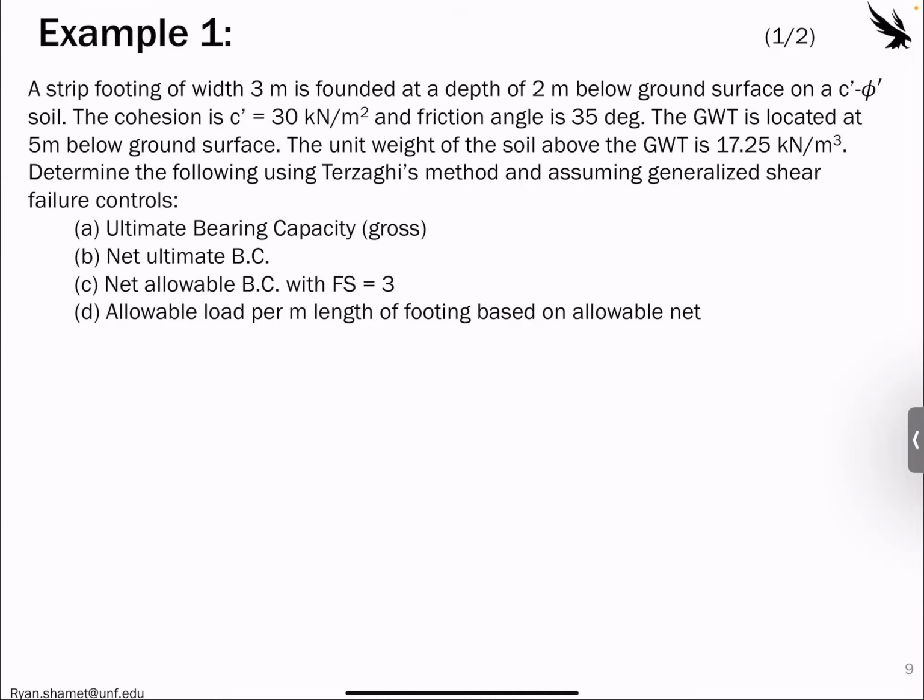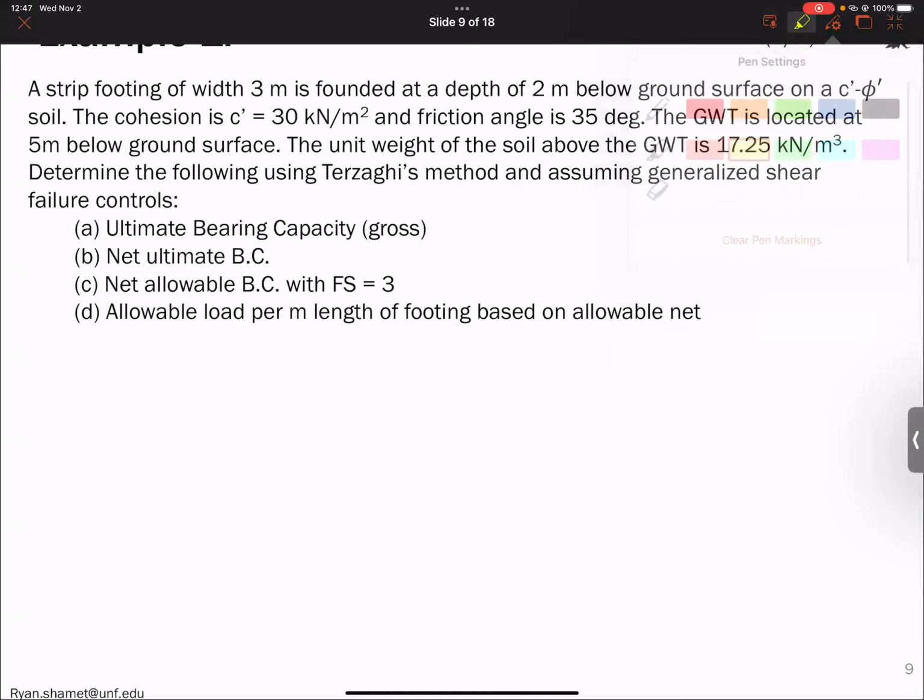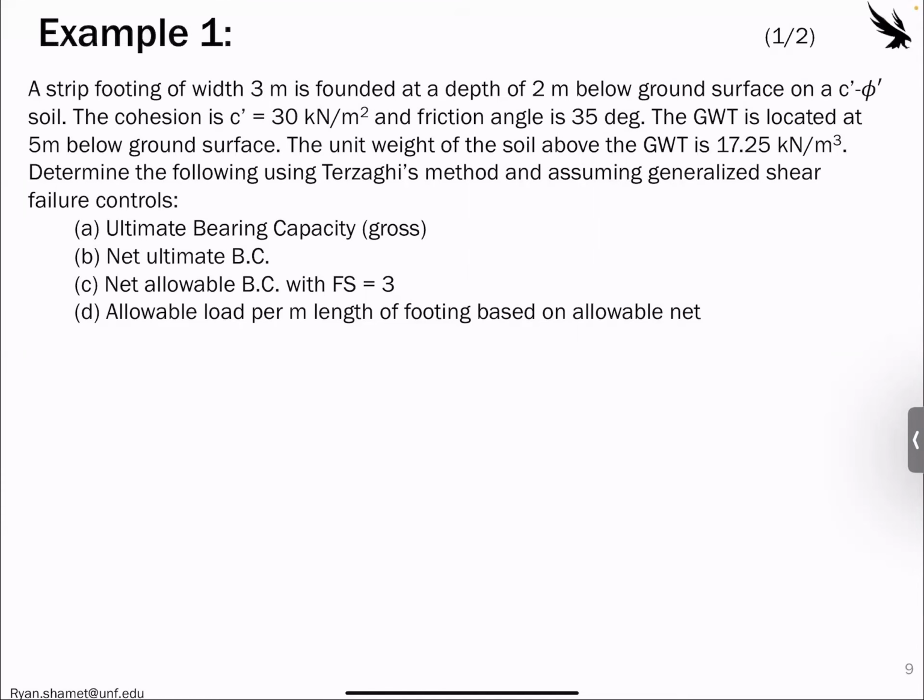Okay, so we're told that a strip footing with a width of 3 meters is founded at a depth of 2 meters below the ground surface. So strip footing is going to be important. The width is going to be important. The depth below the ground surface is going to be important. And we know it is a soil that has both cohesion and friction angle. So the cohesion is 30 kilonewtons per square meter, and the friction angle is 35 degrees.